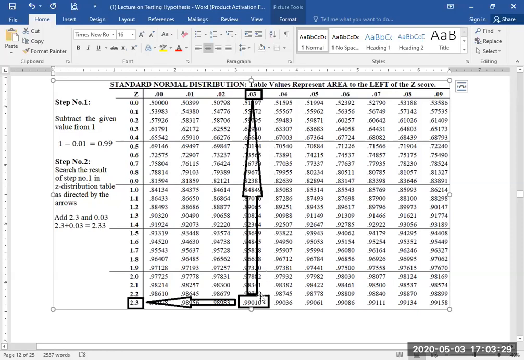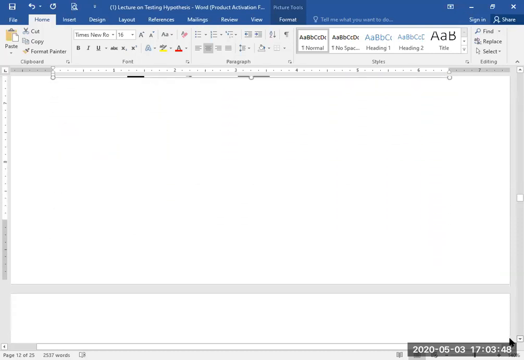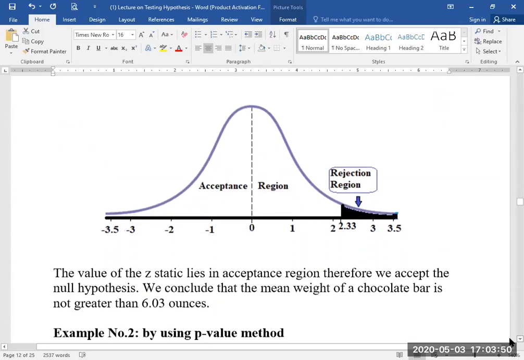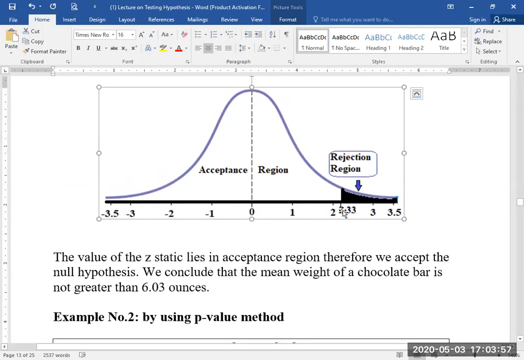Okay student, from the table, I have obtained 0.99, and the header of this value is 0.03, and the row associated is 2.3. So we will add 2.3 and 0.03, and we get 2.33. This is the critical value from which the rejection and acceptance regions are divided. Okay, students, this is the normal distribution curve, and from the right side you have seen 2.33, which is the critical value, and this is the rejection region, and this is the acceptance region.